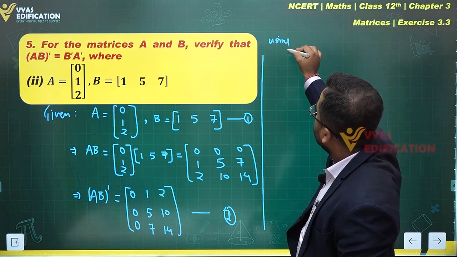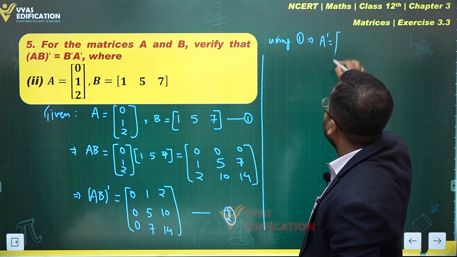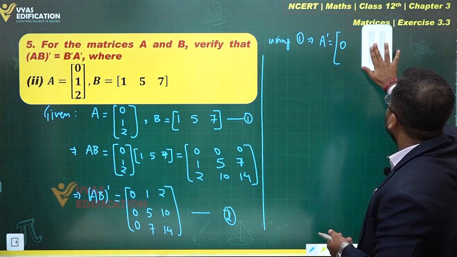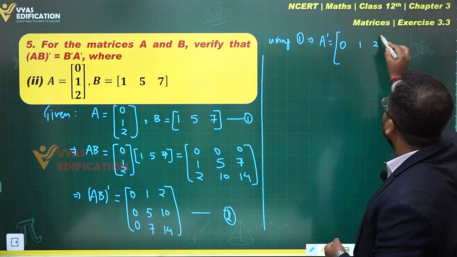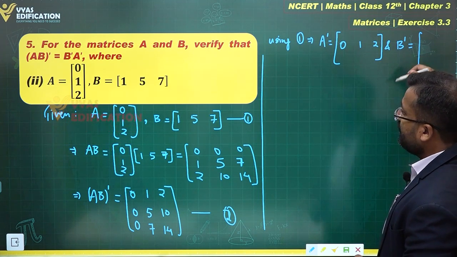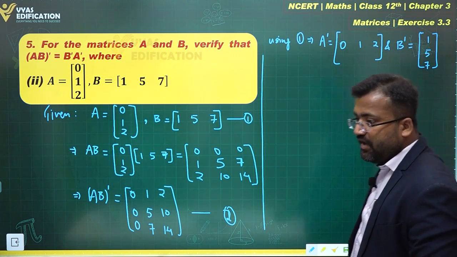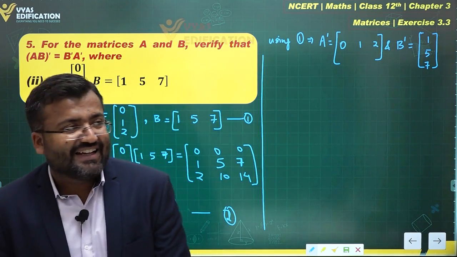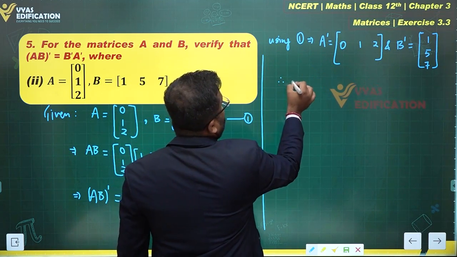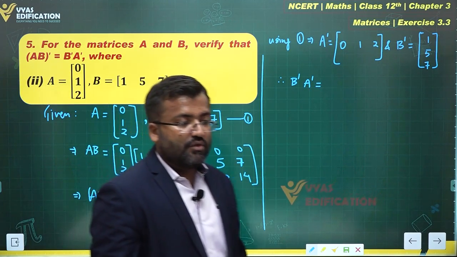Using 1, I can find A transpose, which is equal to what? A transpose would be 0, 1, 2. These elements would be present over here. And B transpose would be 1, 5, 7. After that, we can get B transpose times A transpose. Therefore, the product B transpose A transpose would be equal to what?